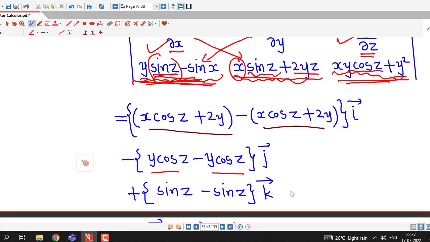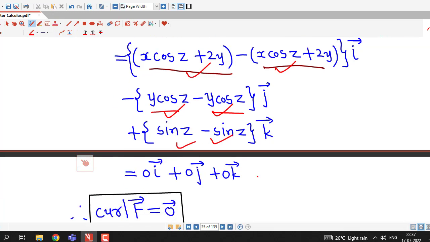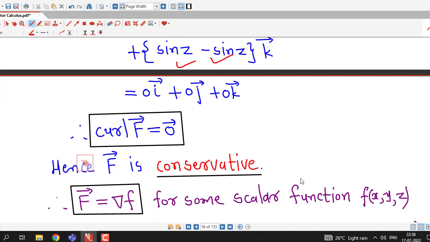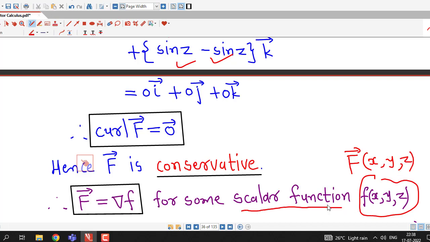So we have sin z minus sin z, and we can see all these terms cancel each other. Therefore curl of f bar is a 0 vector, and hence f bar is a conservative vector field. Therefore we can write f bar as a gradient of some scalar function that we have denoted by f of x, y, z. Because f bar is a function of x, y, z, we write this scalar function small f as function of x, y, z.